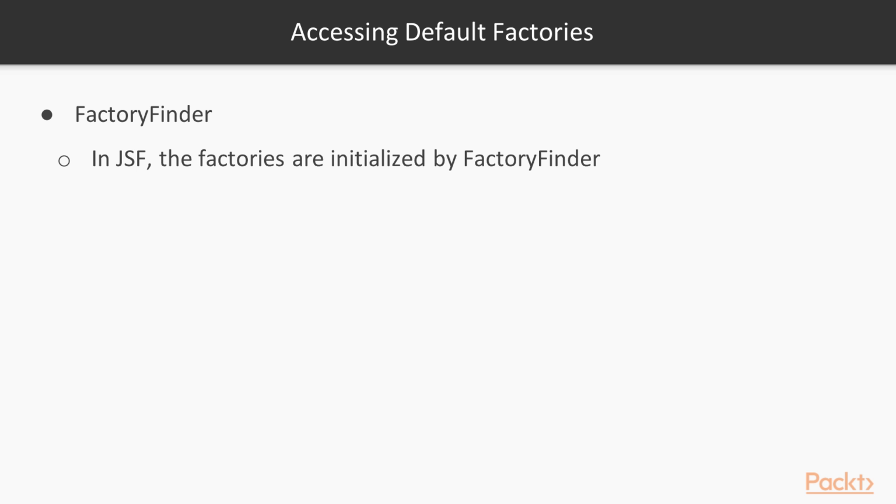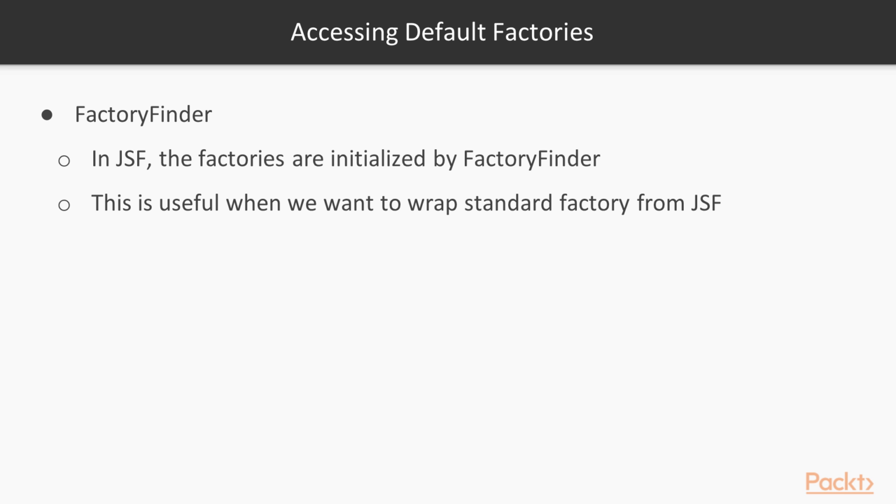For a start, it is important to know that Java Server Faces initializes factories via the Factory Finder class. This class implements the standard discovery algorithms for all factory objects specified in the Java Server Faces API. This can be very useful information when we want to wrap a standard factory from Java Server Faces, because Factory Finder will pass in the previously known factory, usually the built-in one.